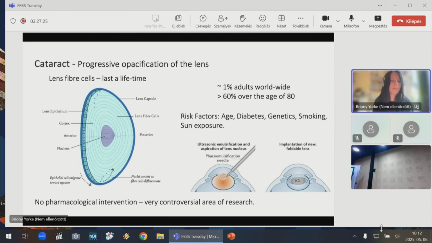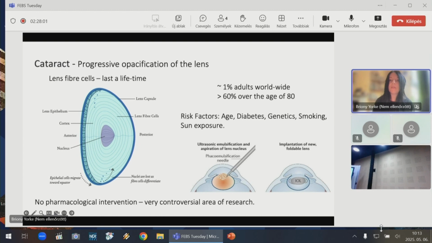However, over time, the proteins start to unfold and aggregate due to different types of damage, and this results in a progressive opacification of the lens, which is known as cataract. So cataract is a big problem. It affects about 1% of adults worldwide, but when we think about an aging population, that number jumps. When people age to over 80, it's about 60% likely that they'll be affected by cataracts.